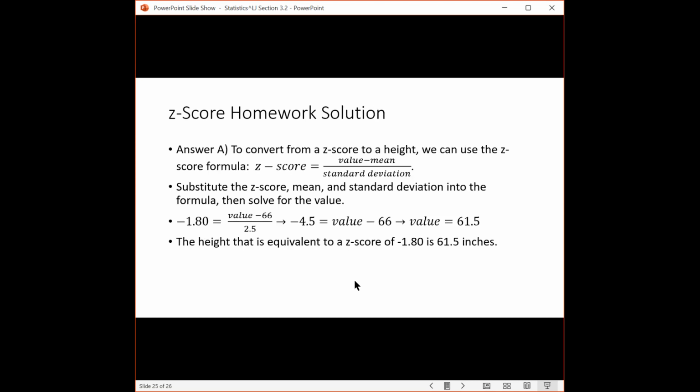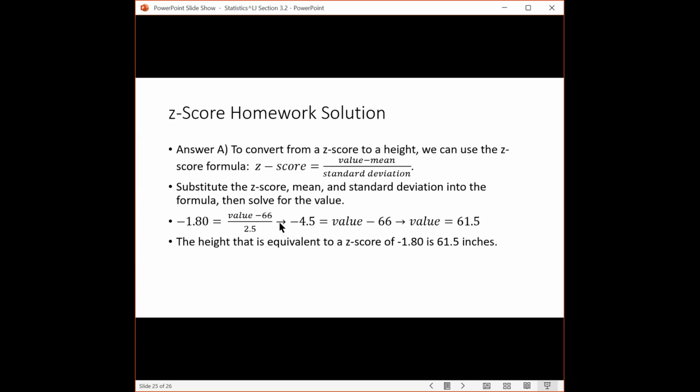First, how do you translate from a z-score to a height? You start off with the formula. The z-score equals the observation value minus the mean, over the standard deviation. Then you plug everything that you know into that. You know the z-score, that's -1.8, so put that here. You know the mean, so plug that in. You know the standard deviation, so plug that in. The value is the unknown, so this turns into an algebra problem. We've got -1.8 equals value, the unknown, minus the mean, which is 66, over the standard deviation, which is 2.5. Then you solve from there.